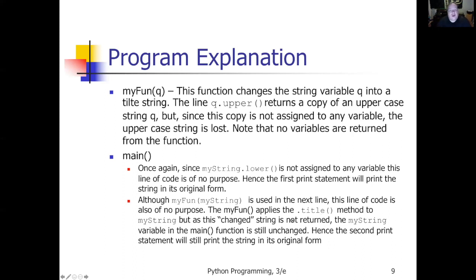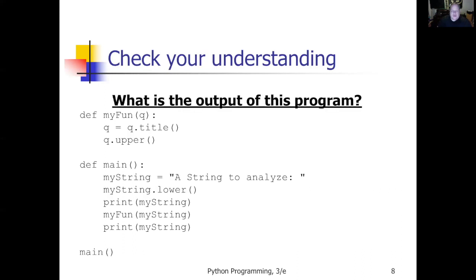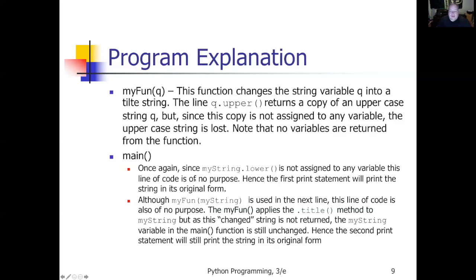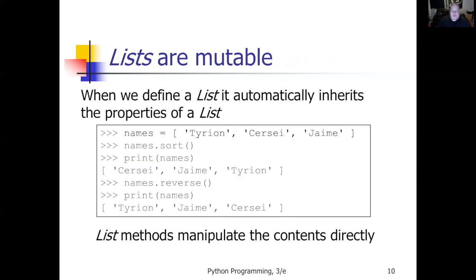Now, although myFun myString is used in the next line, it serves no purpose because while the function applies the title method, it doesn't return the string. Remember, strings are immutable. Even if I reassign it in the other function, it's not going to be changed in the main function. So here I input the string as q and I'm overriding that with the title case. I didn't return it back to main. So I still haven't changed anything. In the end, it prints the string in the original form, exactly how it appeared at the beginning of the program. Nothing changes because I'm not reassigning it.